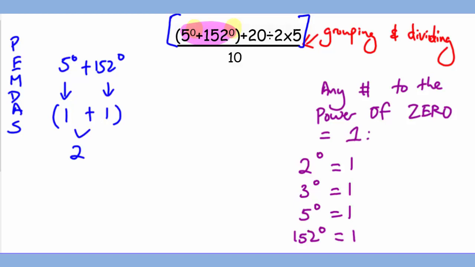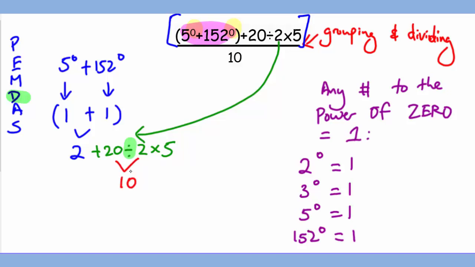Copying down the rest from the question, we get 2 plus 20 divided by 2 times 5. And if we follow PEMDAS again, we should divide before we multiply or add. So we get 20 divided by 2, which gives us 10. Copying down whatever hasn't been operated, we get 2 plus 10 times 5. And according to PEMDAS, again, we should multiply before we add. So we have 10 times 5, which gives us 50, plus the 2, and that would lead us into 52.